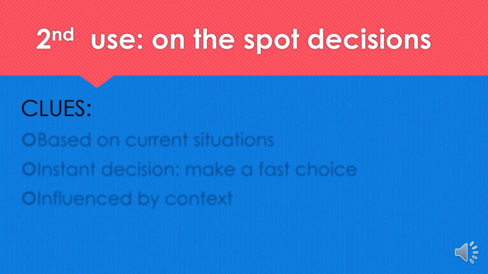The second use, on-the-spot decision. That is to say, they are based on current situations. They are instant decisions because we have to make a fast choice, and obviously they are influenced by context. That is to say, the context of the moment of our speech.